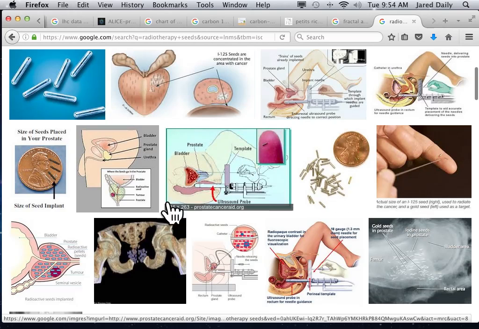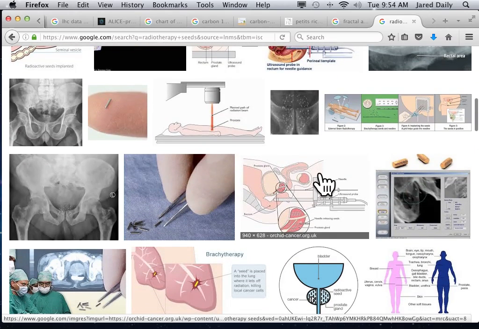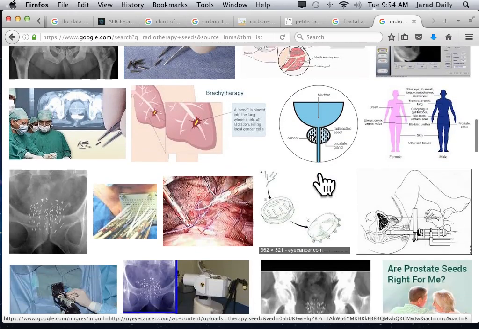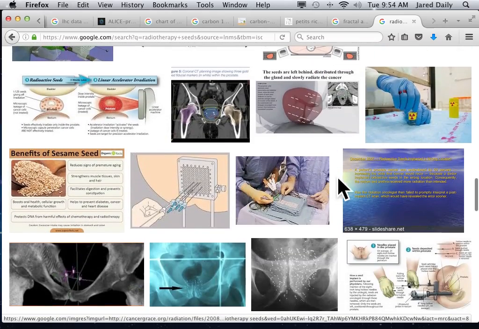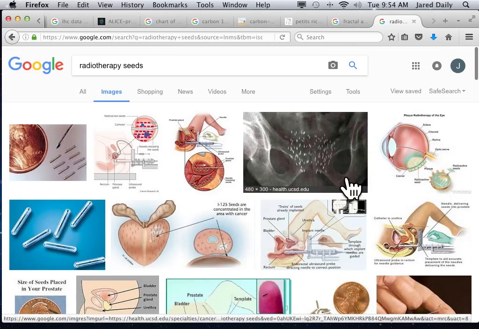These are all for prostate cancer, it looks like. But you can see different pictures of these things. They're just these tiny little seeds, and they can use them all over the body, not just in prostate cancer. But the idea is that each one of these things gives off a certain amount of radiation in certain directions, and they know which directions and how much, so they put them in there.